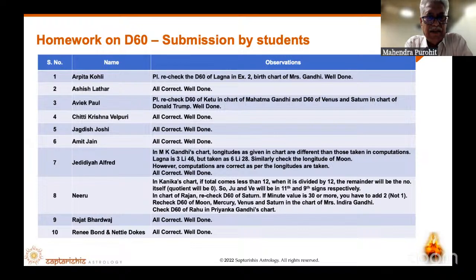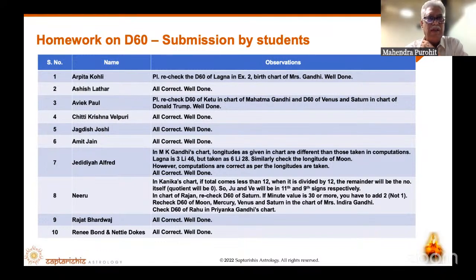And then Rajan's chart, D60 of Saturn, you have to check again. If the minute value is 30 or more, then you have to add 2 instead of 1 while computing this. So that you have to see. Rajat Bharadwaj, all correct. Rennie Bond and Nitty Docs, they also have done. So well done by all people.